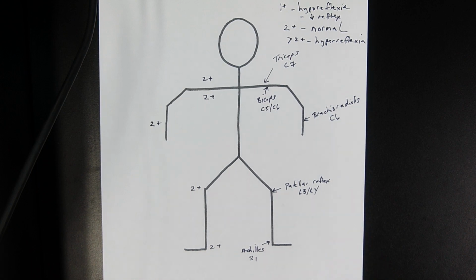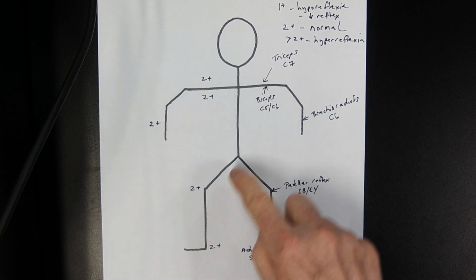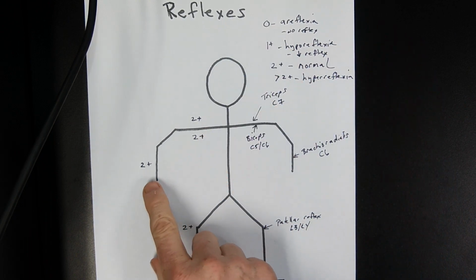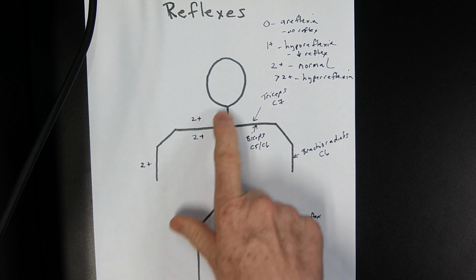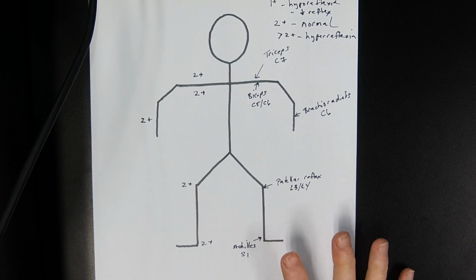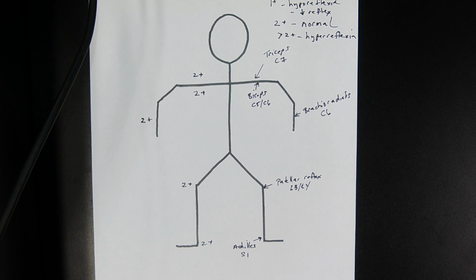Okay? If any of these reflexes were abnormal and you have different numbers, you would see, for example, if they were areflexic at the biceps, you'd have a 0 in this position. Okay, so it's just a way of telling you, yeah, I checked this person's reflexes and these are the results that I got in a shorthand way.